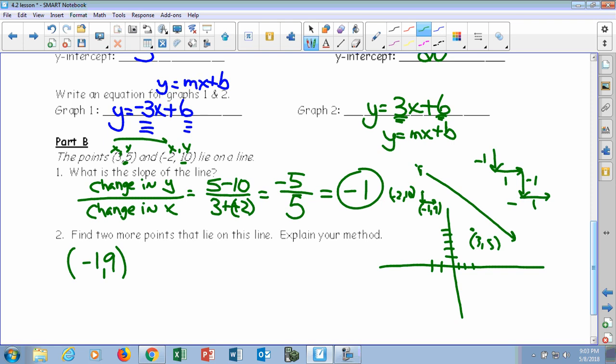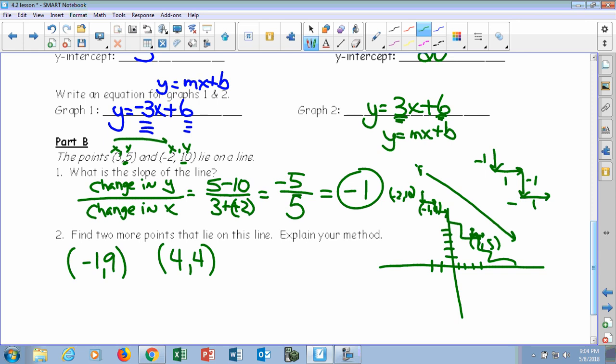I could also go to 3, 5 and say, okay, well, if I go down 1 from 5, that's 4, right? And if I go over 1 to the right, from 3, the next one over would be 4. So another point could be the point 4, 4. And we can literally do this all day, okay? Down 1, over 1, down 1, over 1, and just keep going on and on.